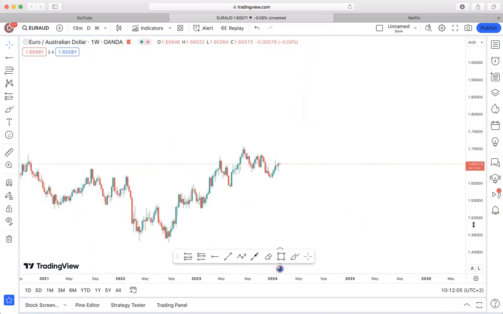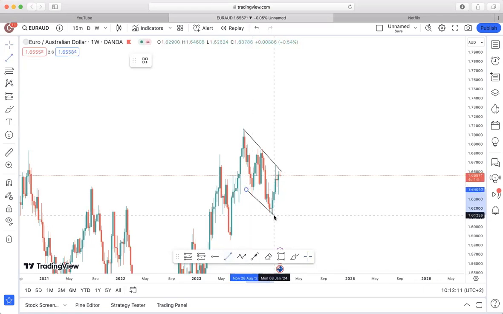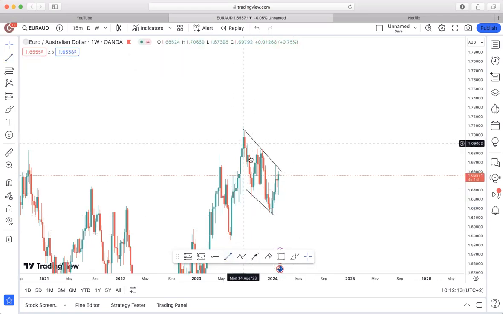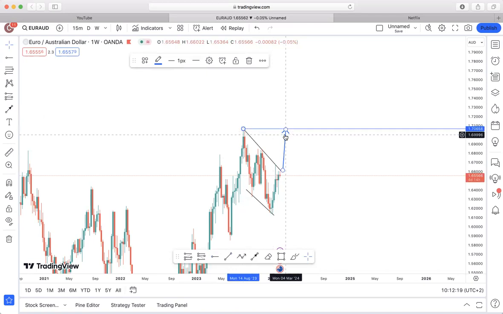Euro AUD on the weekly, we are seeing the prices forming. We come from this impulsive move. This is our overall corrective structure. So this has a high probability of breaking out and climbing to the upside.